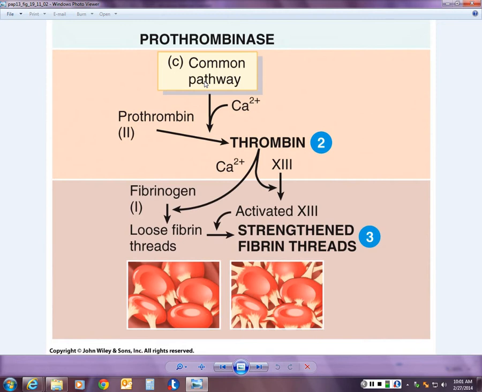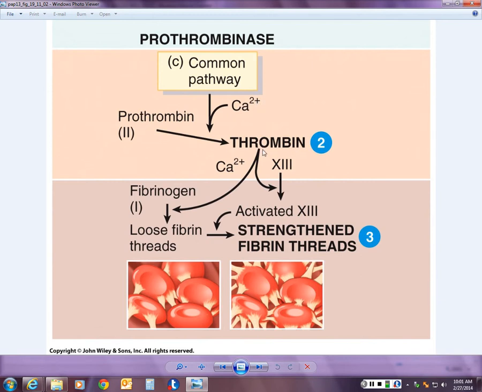So we start with that enzyme we formed as a result of either the extrinsic or intrinsic pathway, and that enzyme is prothrombinase. When you see an enzyme ending in ASE, whatever's in front of it, it will break apart. So prothrombinase will break apart prothrombin to give you thrombin. So that's the first step in the common pathway. We have prothrombinase breaking apart prothrombin to give us thrombin. Notice, calcium is required here as well. So you need calcium in order for this step to proceed.